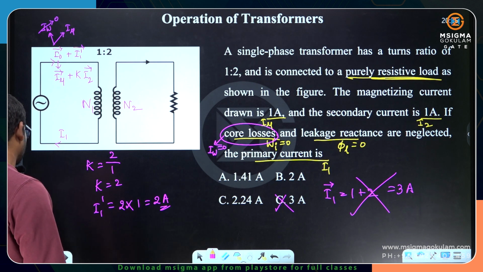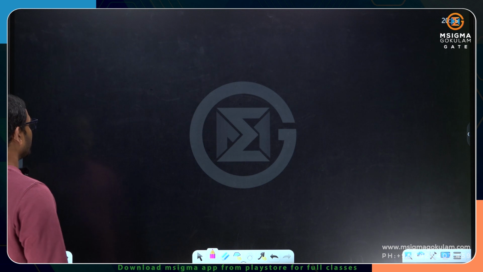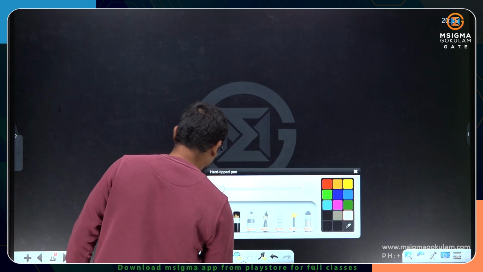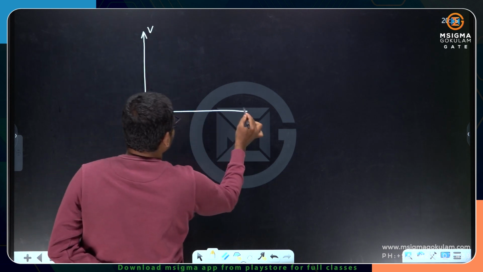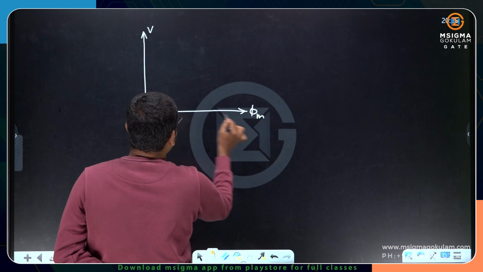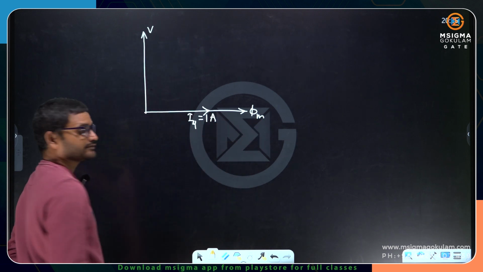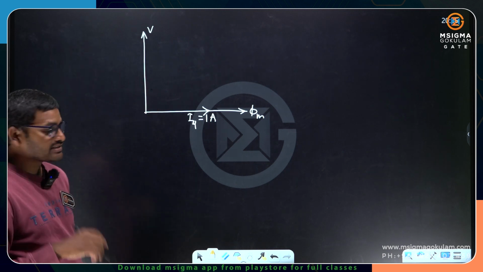In order to do the phasor sum, it will be like this. If you look at the phasor diagram, I have a voltage source. This voltage source is going to establish the flux lines by driving the magnetizing component of current. He mentioned it as 1 ampere. Working component of current is 0 because core loss is 0.